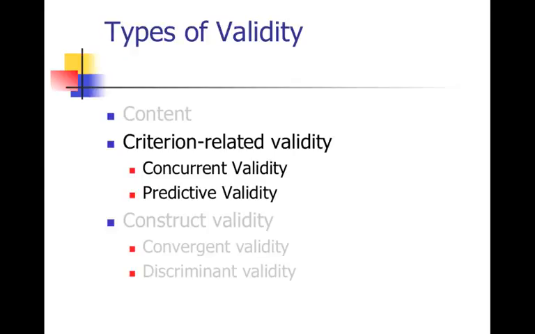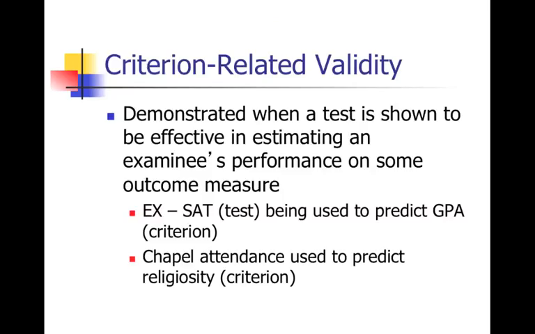The second type is criterion-related validity. Within that, there are two types, concurrent and predictive. Criterion-related validity is demonstrated when a test is shown to be effective at predicting or estimating an examinee's performance on an outcome measure. What that means is, does the SAT or the ACT, is it really successful in predicting what we want it to predict, which is college success, like GPA? That would be our criterion.